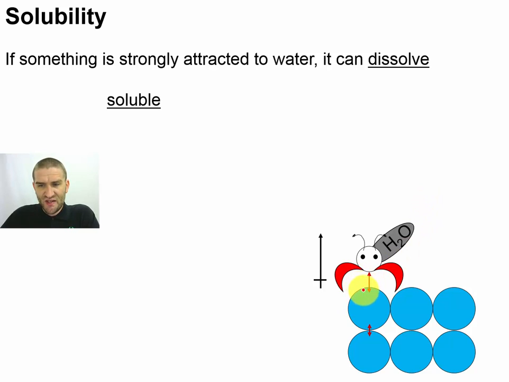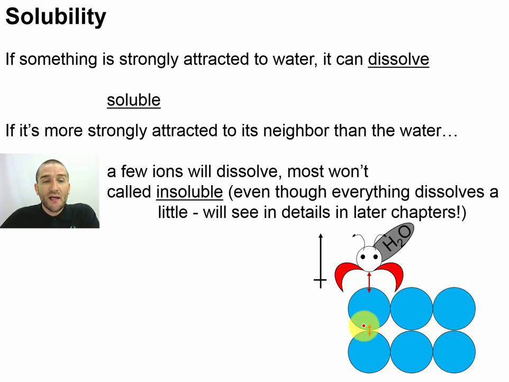The stickiness that this molecule has to the water is big enough to overcome the stickiness it has to its neighbors. And so it's actually going to gain in stability when it does that. Now, if it's more strongly attracted to its neighbor than it was to the water, the water is going to stick to it maybe, but it's not going to pop loose.